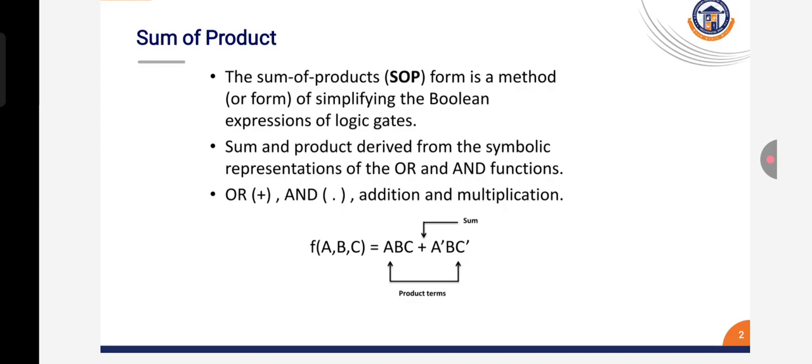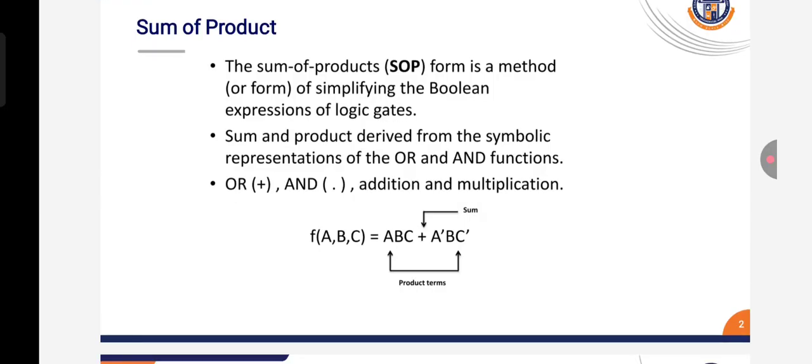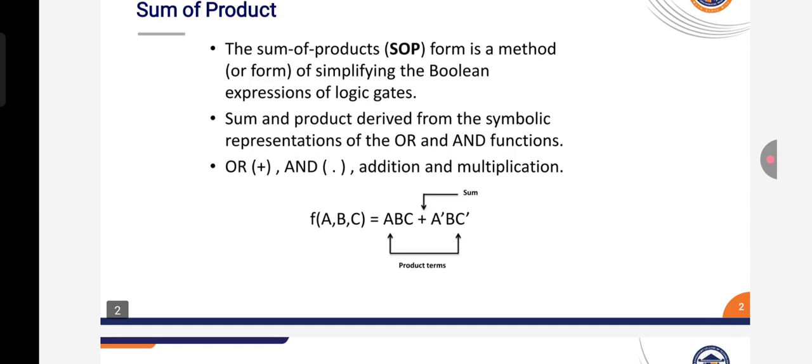Now consider the three variable Boolean function f(a, b, c) = abc + a'bc', and the product terms are abc and a'bc'. The product term is defined as either a literal or a product of literals, and each product term consists of one or more literals appearing in either complemented form or uncomplemented form. And a literal means each occurrence of the variable in either a complemented form or an uncomplemented form is known as a literal.